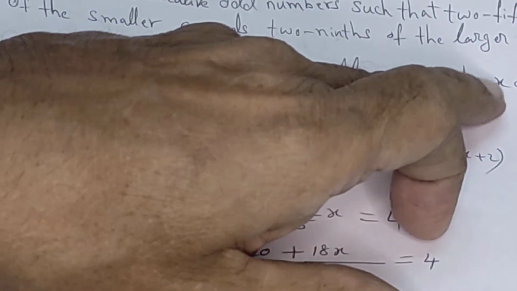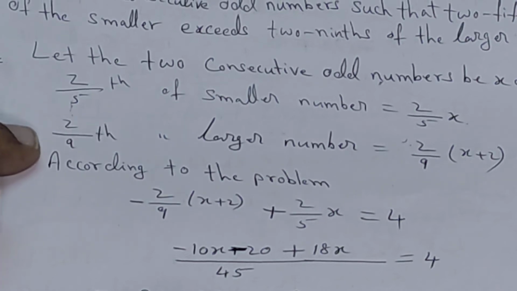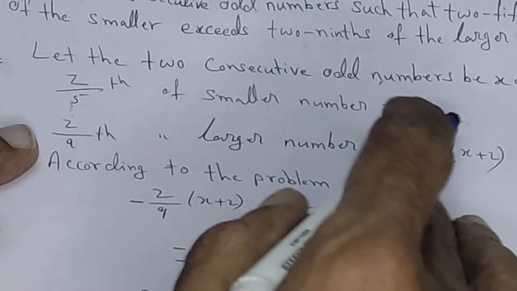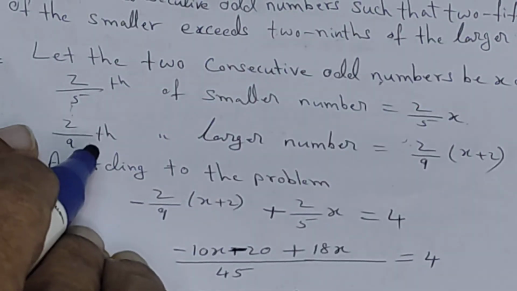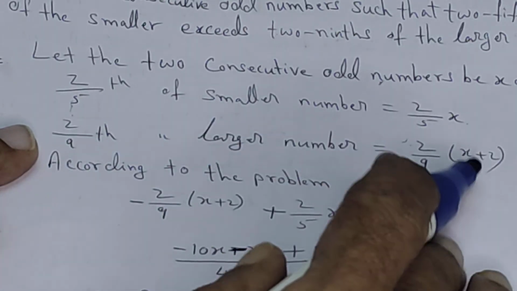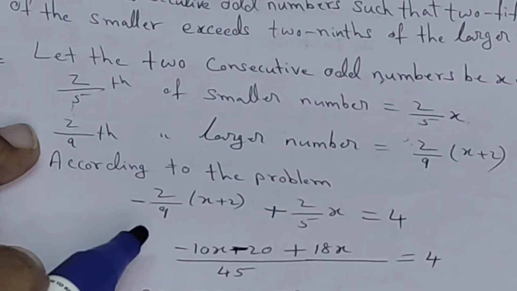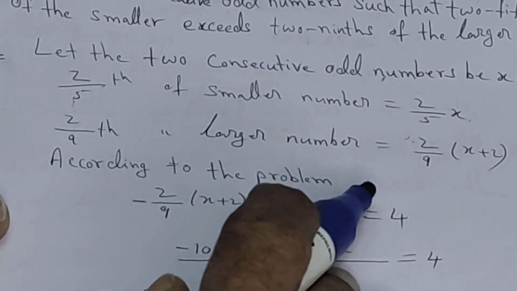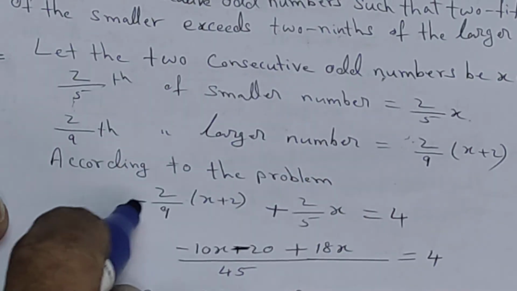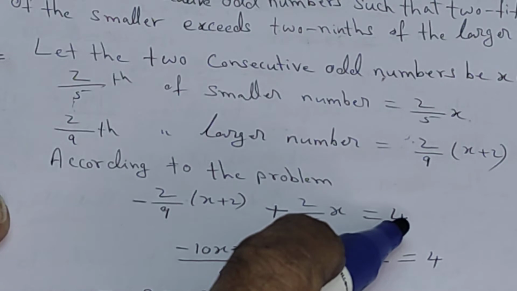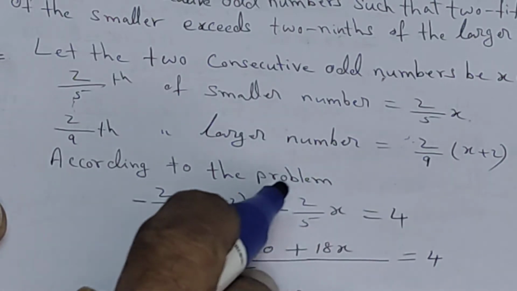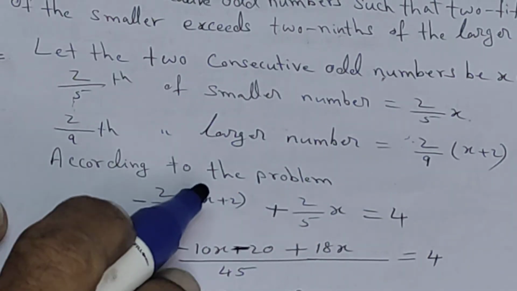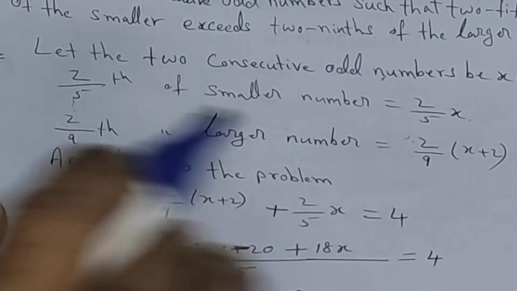That is the reason why I have taken x and x plus 2. So 2/5 of x is 2/5x. 2/9 of the larger number is 2/9 into x plus 2. Clear? Now according to the problem, the difference between these two is equal to 4. So 2/5x minus 2/9 into x plus 2 should be equal to 4.